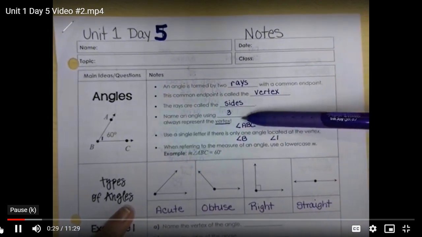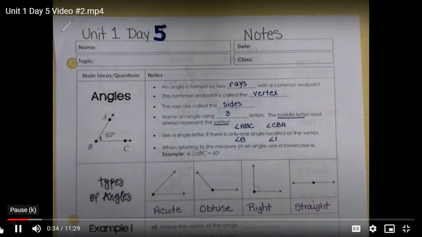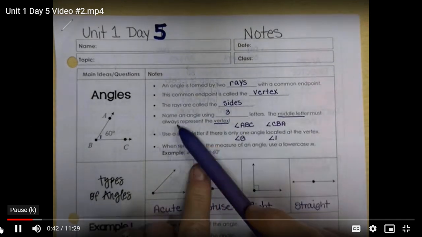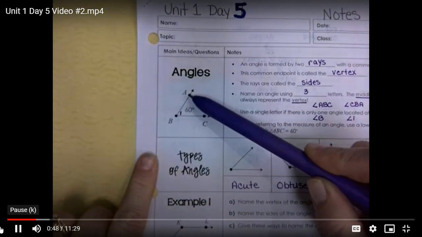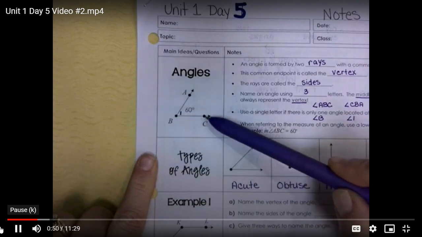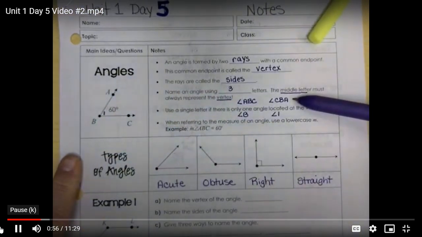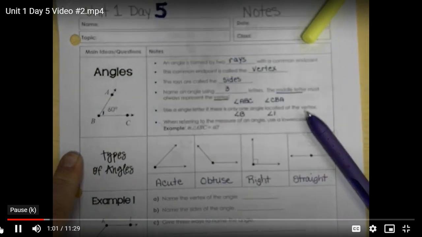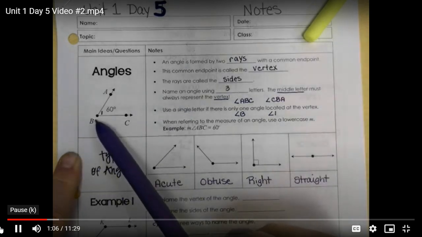We can name an angle using three letters. This is really important. All the notation that we've talked about, it is important that you know how to name an angle. The way you name an angle is the middle letter must always represent the vertex. So if I was going to name this angle right here, I can name it angle ABC. I can turn that around and name it angle CBA, just like I have written here. I can also use a single letter if there is only one angle located at the vertex. So I can call this angle B.